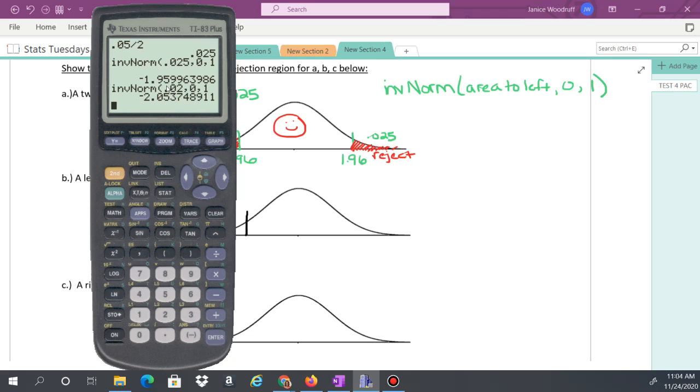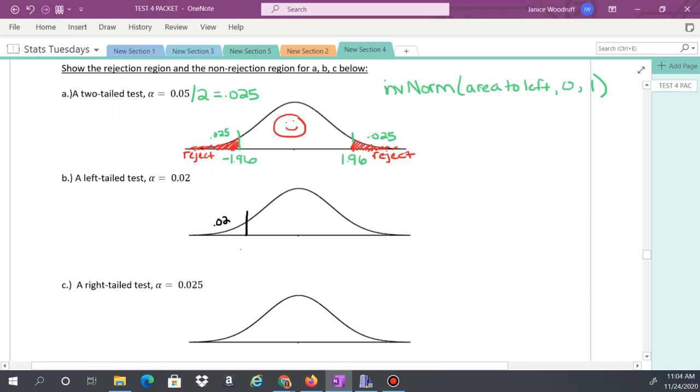The only reason in the first one I rounded to 1.96 was it was a common value, and also if I went to 4 decimal places, it would be 1.9600. Okay, this one I am going to pull out 4 decimal places because it's not a common value. So this is negative 2.0537. Okay, so that is my z value, which means my rejection region would be to the left of negative 2.0537. If I got a value greater than that, fail to reject.